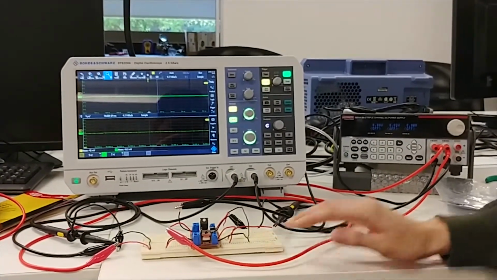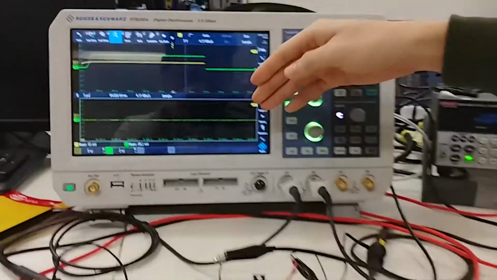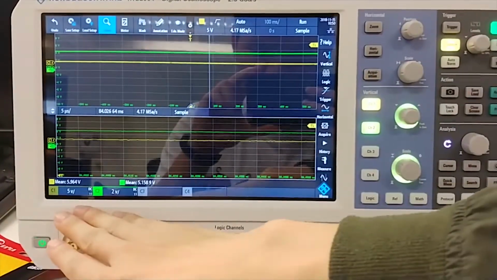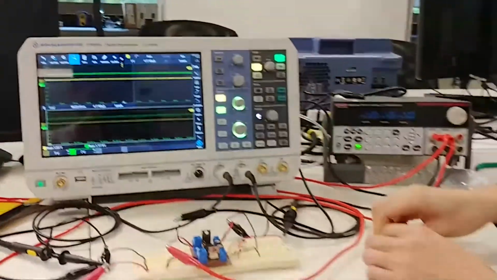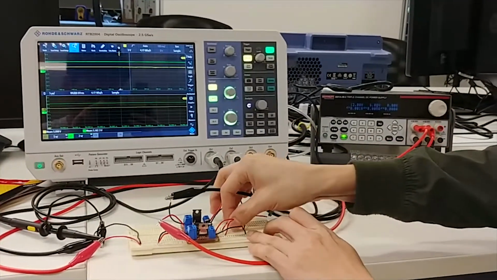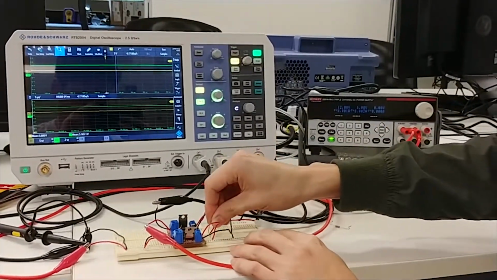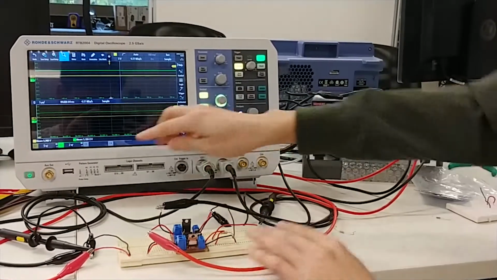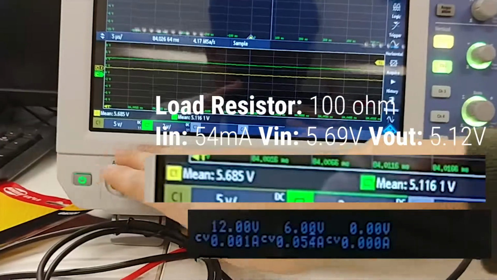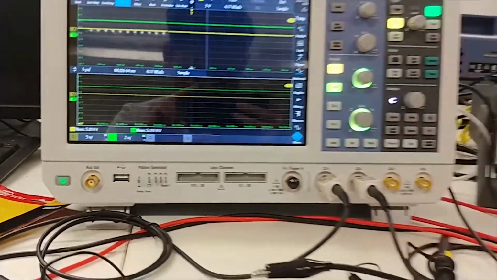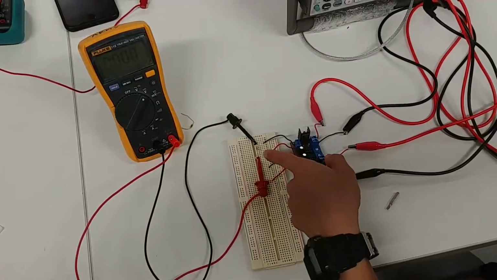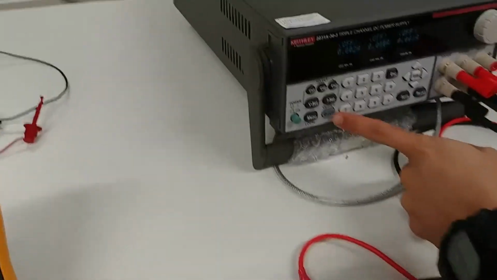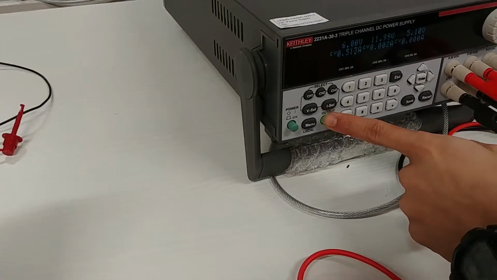So this is 1k ohms. When we switch on, we can see the input is at 6 and the output is at 5, which is our desired output. Now I'll be switching over to the 100 ohms. With the 100 ohms, you can see that our voltage did not drop. It's still 5. Now testing 10 ohm at the 5 volt output. I'll do it quickly because the resistor will fry. 5 volts.